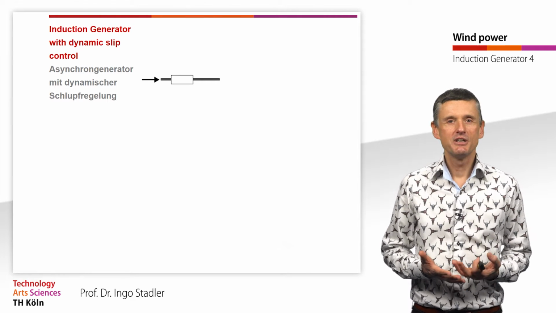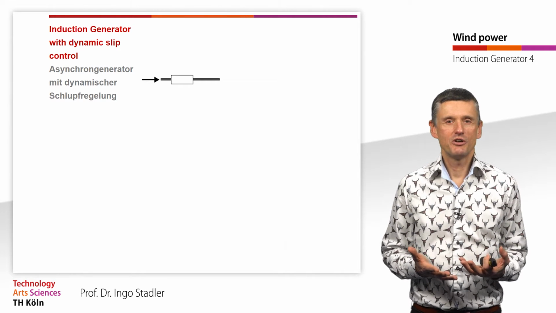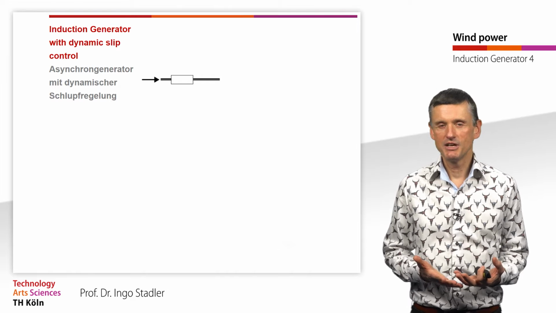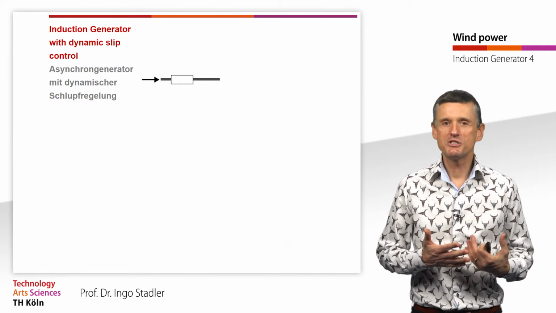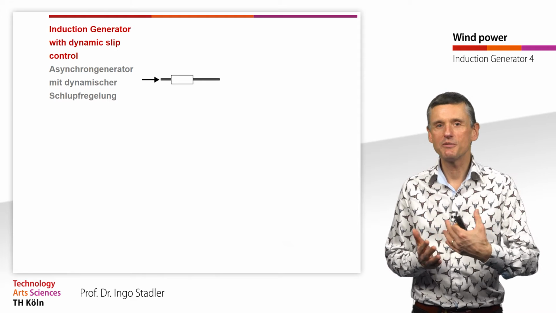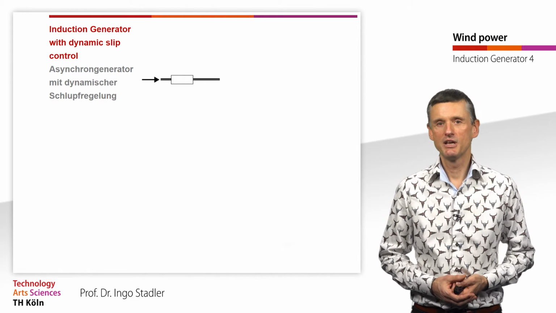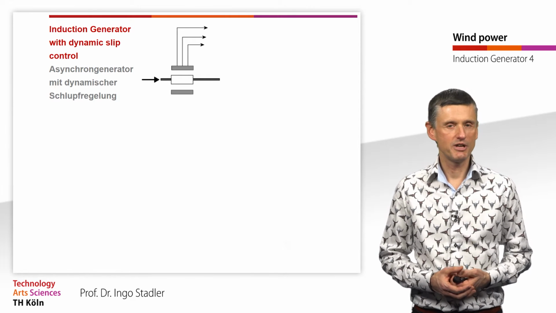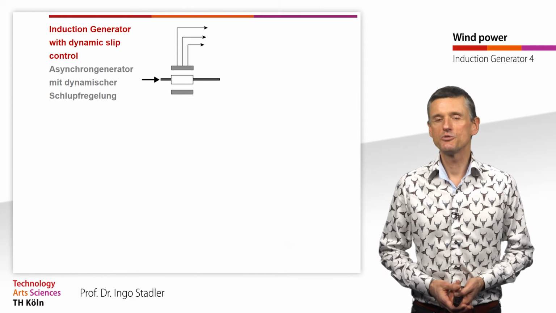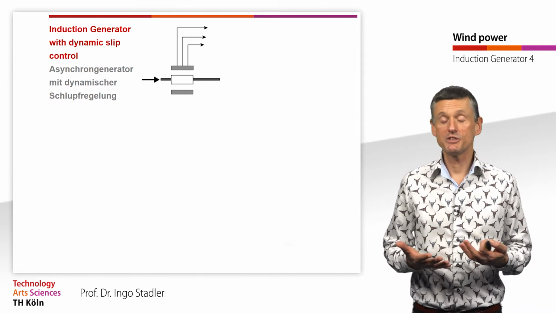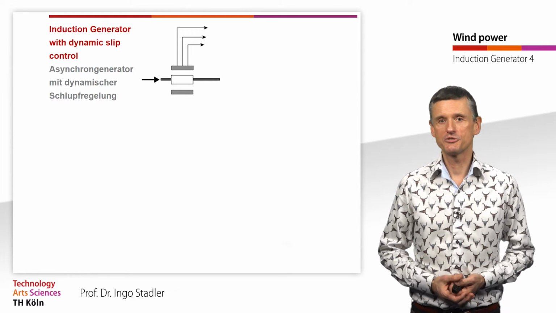What we see here is the rotor of the induction machine. And there where we have this small arrow, that would be where we transmit the mechanical power coming from the rotor blades. And around the rotor we have the stator coils that are directly connected to the grid. They always have the frequency of 50 Hz.